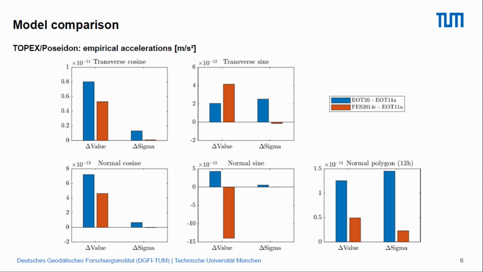Here I'm showing the differences between EOT20, FES2014, and EOT11A. If we have positive values, it means that the first model, which is given in the legend, has larger values than the second one. We can see here that in most cases the values are positive. That means the EOT11A model fits better to the observations.